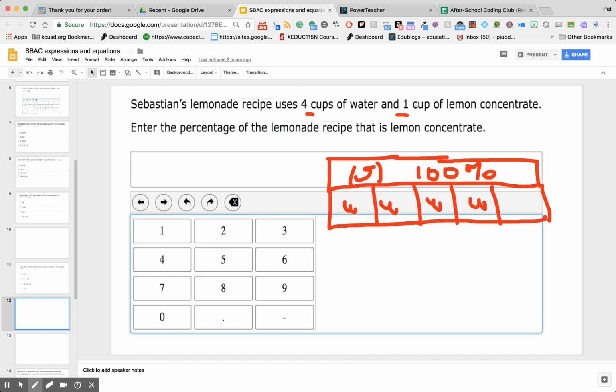And I have 1 cup of lemon concentrate. And I want to know the percentage that is lemon concentrate. Well, if altogether this is 100%, what is the value for each of these sections? And if I have a total of 5, then this would be 20%, 20%, 20%, 20%, 20%. 20, 40, 60, 80, 100. But I'm only interested in the lemon concentrate, and that would be 20%.